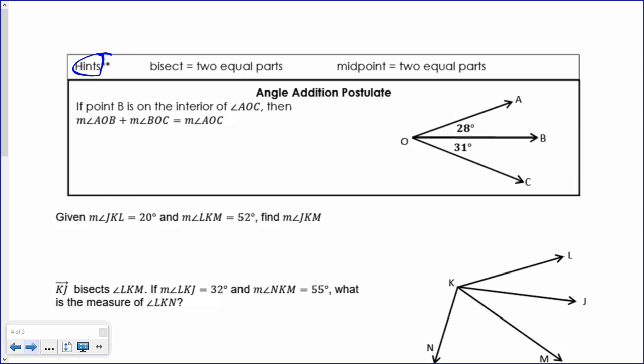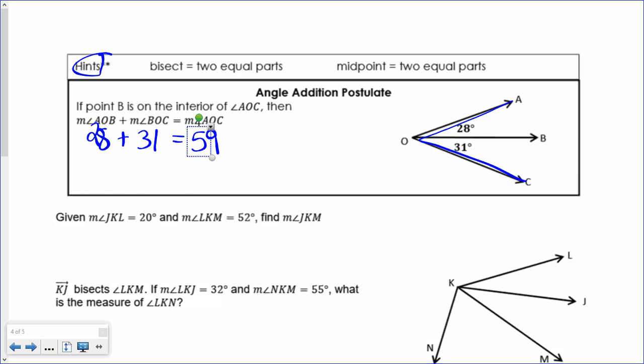Now, the segment addition postulate, which we just saw, with that idea of part plus part equals full for segments, the exact same idea applies for angles. So you could have your full angle here, which would be AOC in this picture. You could have part plus part equals the entire thing the same way. So what's the measure of AOB in this picture? Ready? 28. And what's the measure of BOC? 31. So what would the measure of the full angle be? 59.